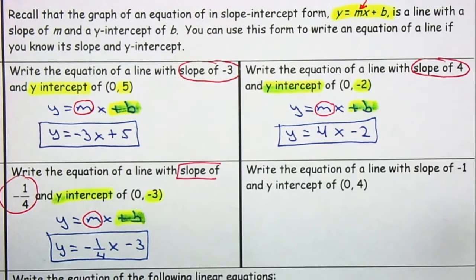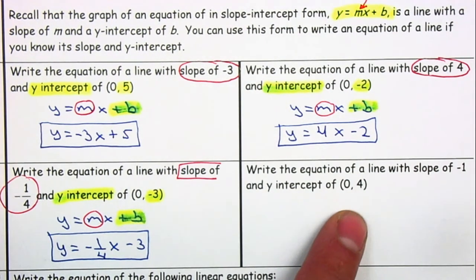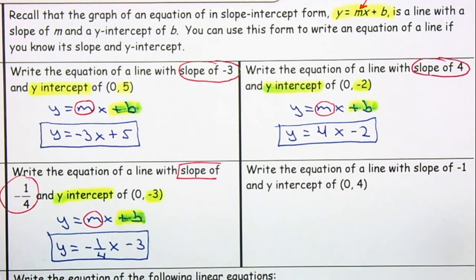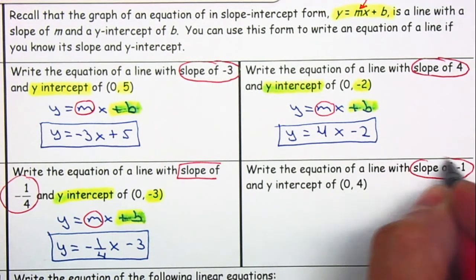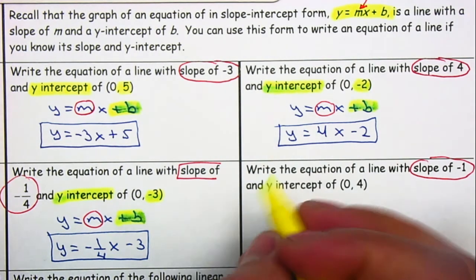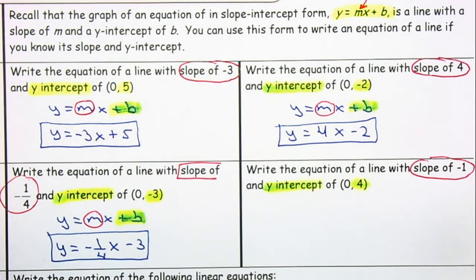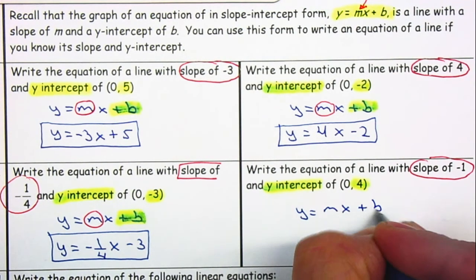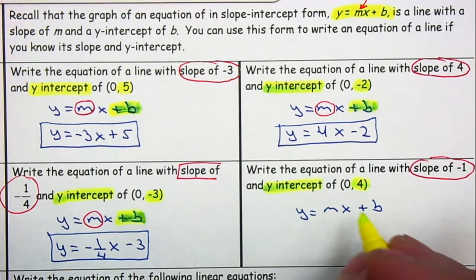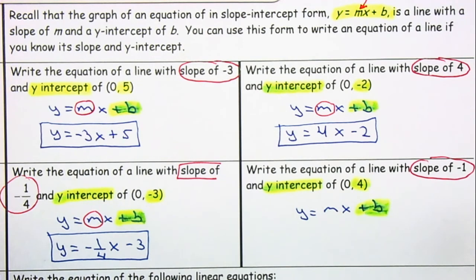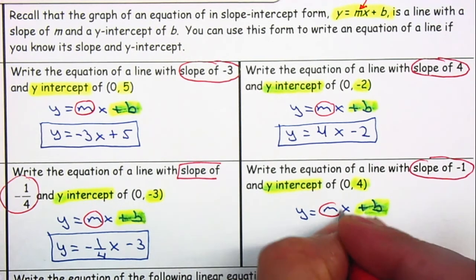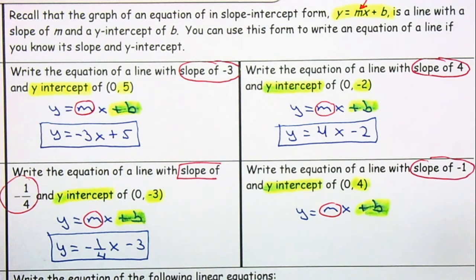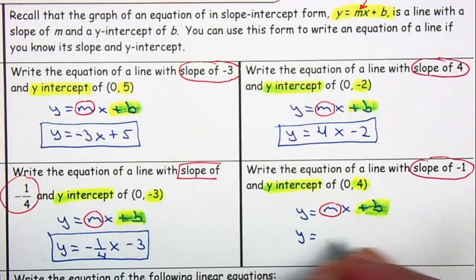Next problem. Write the equation of a line with slope of -1 and the y-intercept is (0, 4). So red pen, slope is -1, highlighter, y-intercept is 4. Let's go and write the equation, mx plus b. So your b is your y-intercept, that's where the line crosses the y-axis. And m is your slope, the rise over the run. We have y is equal to your slope, -1x. This is a positive 4, so it'll be plus 4.